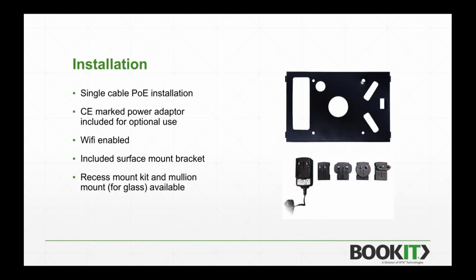Installation, as I mentioned, is very, very easy. It's a single cable PoE installation. You get an international power adapter that comes with this in the event that you don't have PoE available to you. So you could run it off of the power adapter and Wi-Fi if you liked. It includes a surface mount bracket, and we have a recessed mount kit, which is a set of brackets that will work with the included bracket so that you can flush mount the device, and a mullion mount for glass installations. This doesn't actually mount directly to the glass, but will mount to the glass mullion that's holding the glass, and you can very neatly run your cabling through the glass mullion.